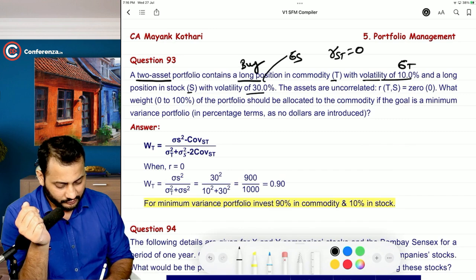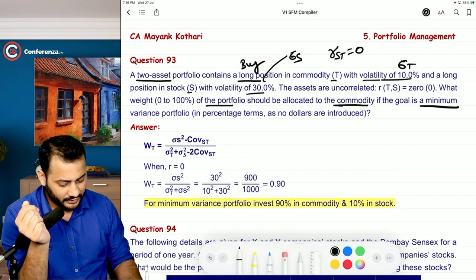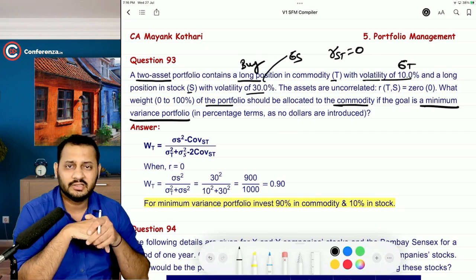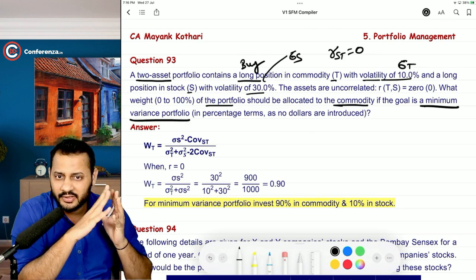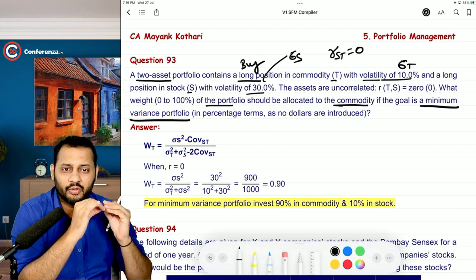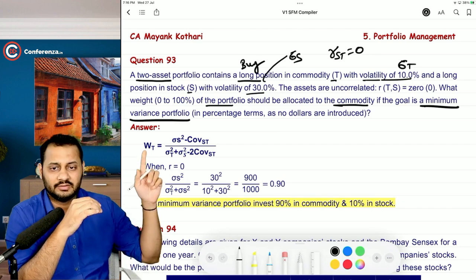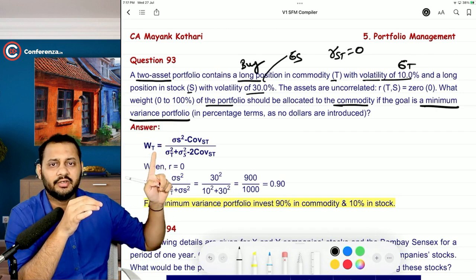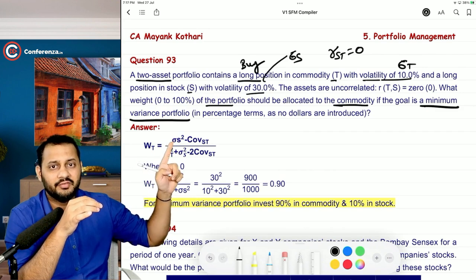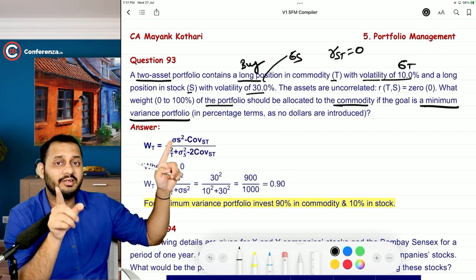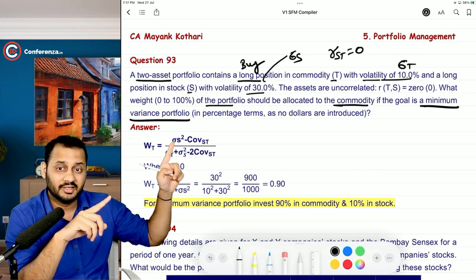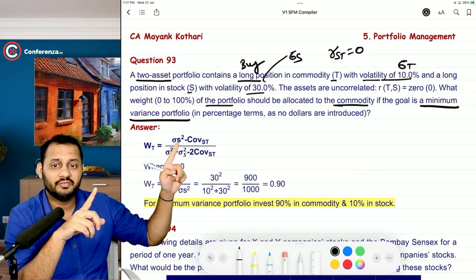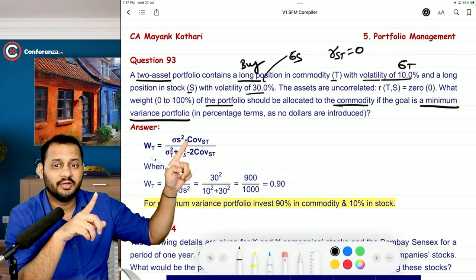What weight from 0 to 100 of the portfolio should be allocated to the commodity if the goal is the minimum variance portfolio? It's very simple. The goal is minimum variance, right? So you put the formula and calculate the weight of S or T, whatever you want. The first security is T, so you take the weight of T. The first standard deviation that you take in the numerator is the standard deviation of the other stock, not T. Standard deviation of S square minus covariance of ST.